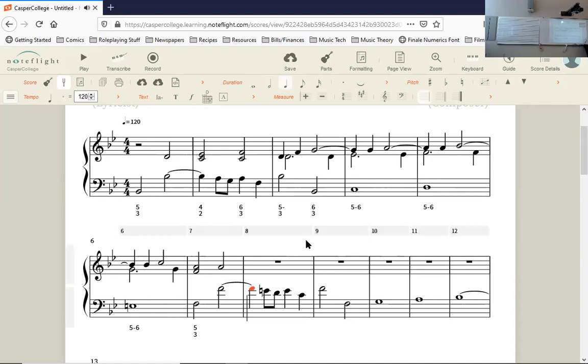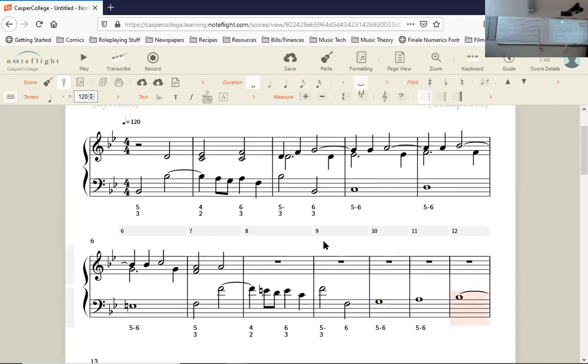All right. Let's measure those. 4-2. 6. 5. 1. 6. 5. 5, 6. So we hit a 5, 6 on that one.